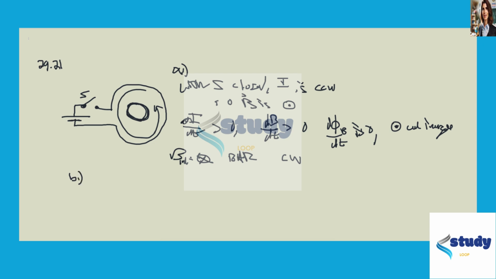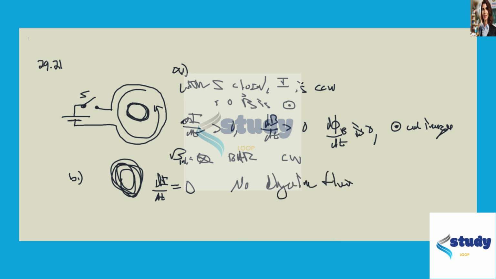Okay, so now go to case B. So B says after S has been closed a long time. So when S is closed a long time, the circuit is steady. We just have our current going and going and going. We have nothing changing it at a time, so di/dt equals 0. And if there's no change in flux, that means there can be no induced current. So no change in flux leads to no induced current.